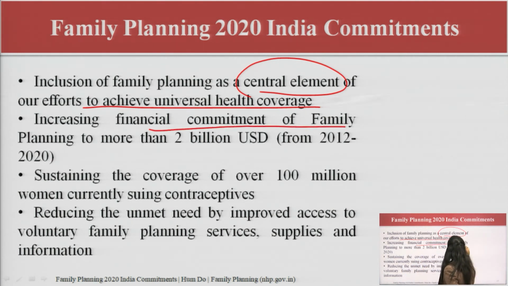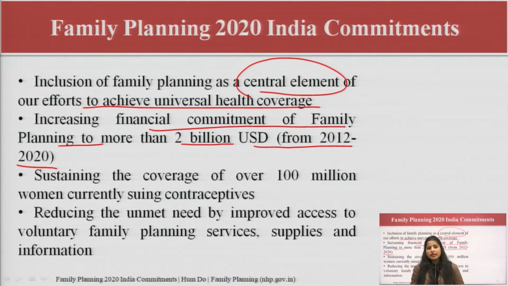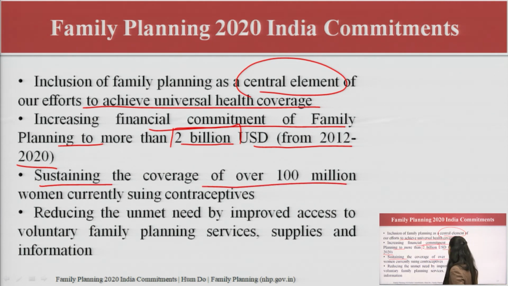Increasing financial commitment to family planning to more than 2 billion US dollars from 2012 to 2020. So this is also one of the commitments, the increase of funds in this area, which amounts to nearly 2 billion US dollars. Sustaining the coverage of over 100 million women currently using contraceptives. So we want contraception coverage for nearly 100 million women.